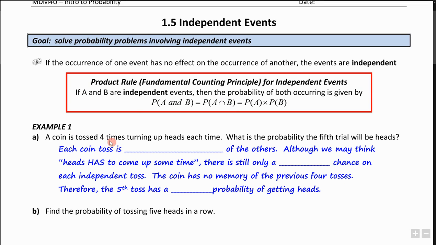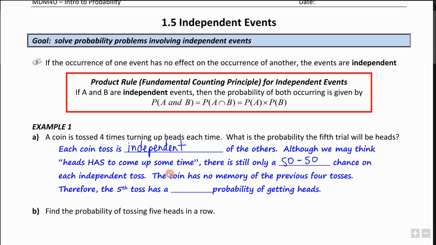A coin is tossed 4 times and it turns up heads each time. What is the probability the fifth trial will be heads? Each coin toss is independent of the others. So although we may think heads has to come up sometime, there is still only a 50-50 chance, or a 50% chance, on each independent toss.